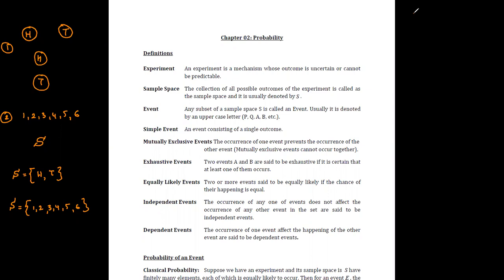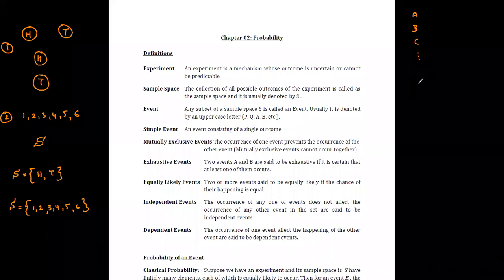Therefore, we can say event A, event B, event C. Likewise, event P, event Q, or event X, event Y, event Z. Likewise, there may be many events. We can name these events using uppercase English letters.